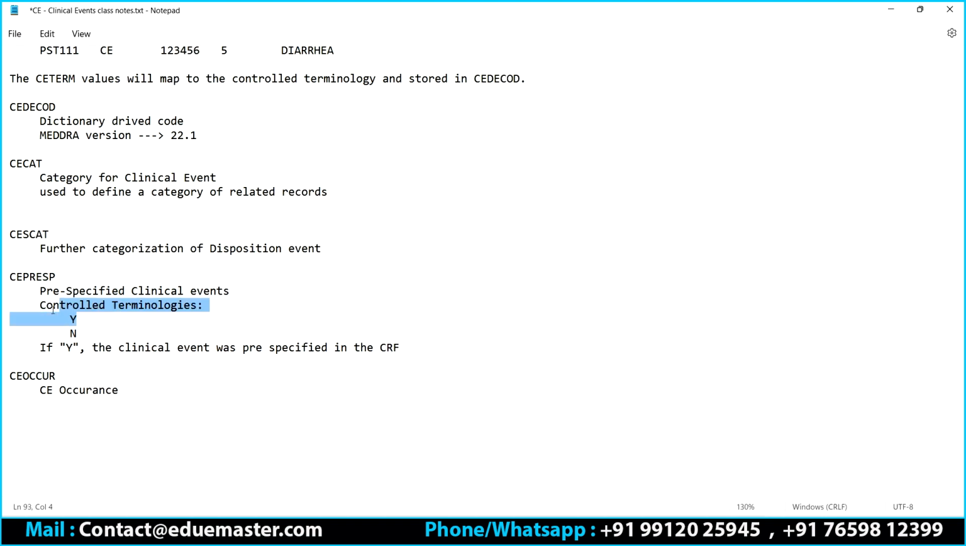Again, the controlled terminology is going to be yes or no. Only two options are there. Is it going to be an occurring one or not occurring one? That's it. Only two things.